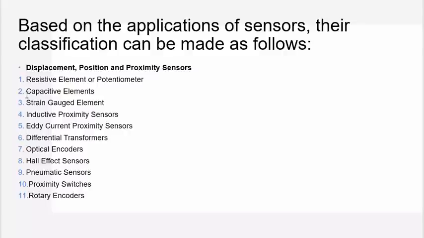And then another one is the capacitive elements, 3 strain gauge element, and then number 4, inductive proximity sensors are also categorized when we're talking about applications as displacement and position and proximity sensors. And then we have the eddy current proximity sensors. We also have differential transformers, optical encoders, Hall effect sensors, pneumatic sensors, proximity switches, and rotary encoders. So if you want to know more about the details of these applications or examples of sensors and transducers, you can search for it, but they are actually classified according to the application of displacement, position, and proximity sensors.